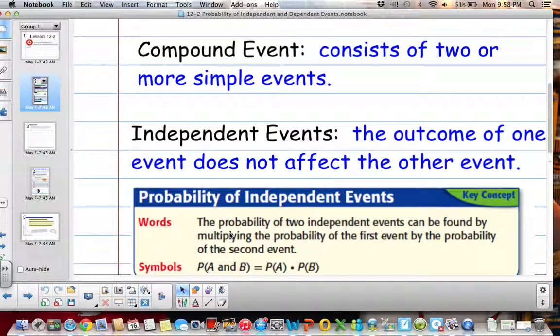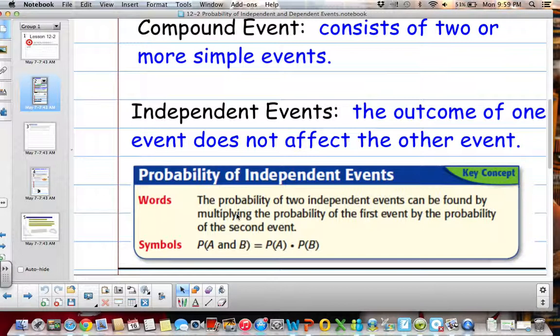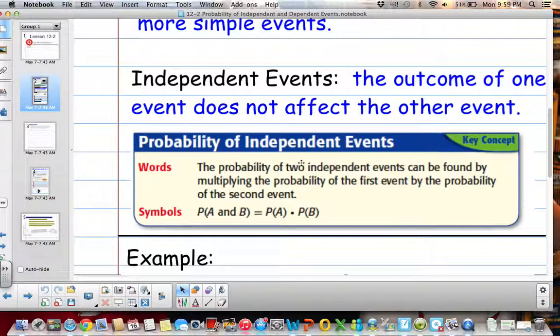So our vocabulary: a compound event consists of 2 or more simple events. And we'll talk about this more as the video goes on. An independent event is when the outcome of one event does not affect the other event. To find the probability of independent events, we would write it as P(A and B). So basically that means the probability of event A and event B equals the probability of event A times the probability of event B.